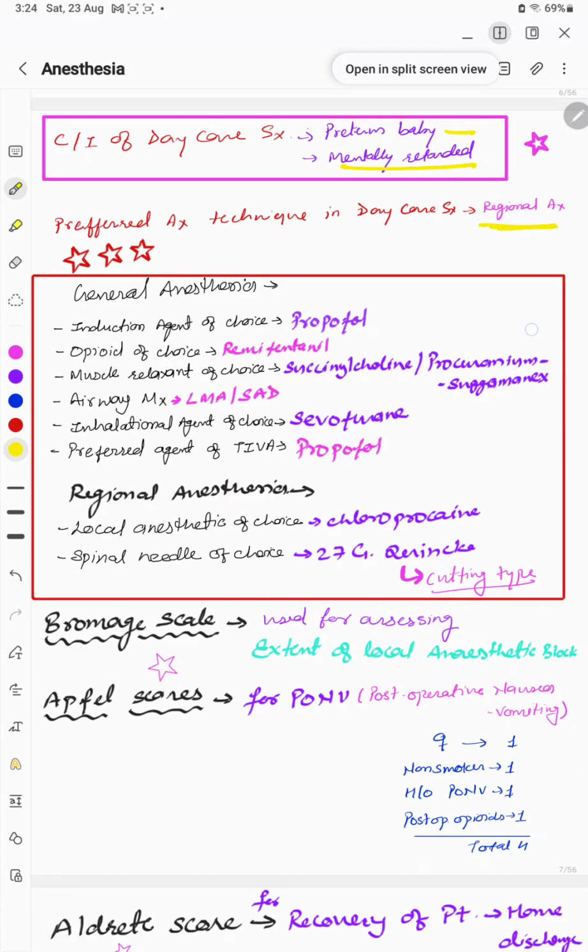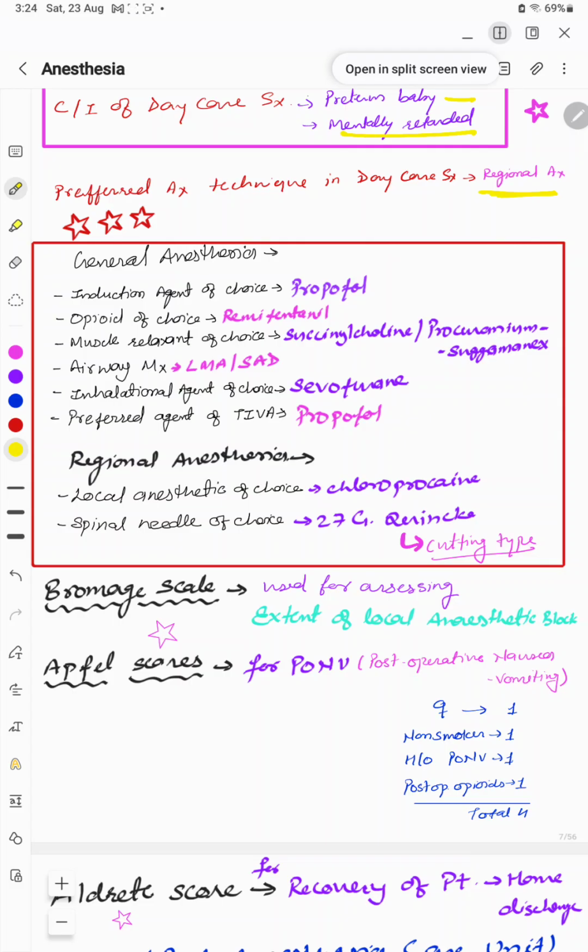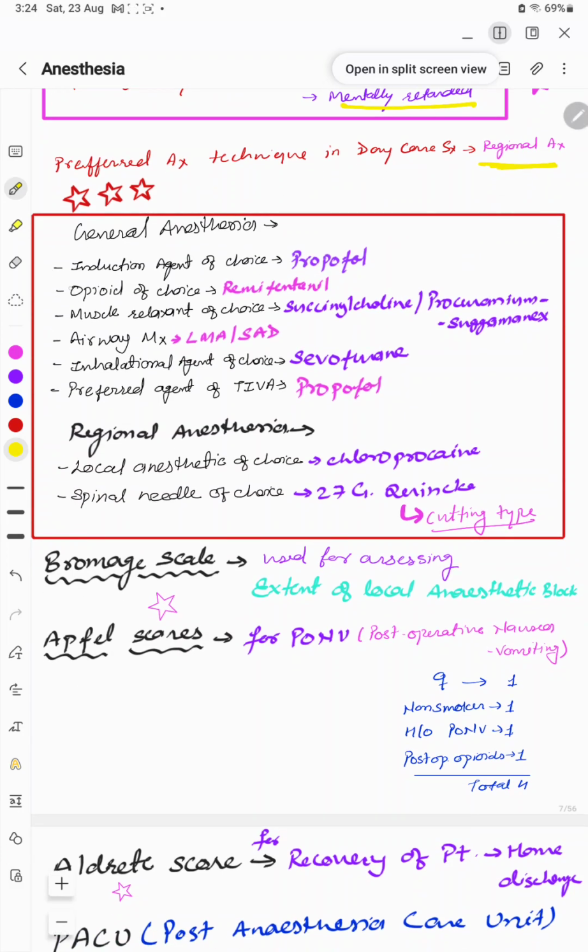You need to remember which technique is used in daycare, because with regional anesthesia you can easily wake up the person after anesthesia. You don't need to wake up the person, because in regional anesthesia the person is already awake, and you only give anesthesia to the particular part of the body. So I mark this as very important from the exam point of view.